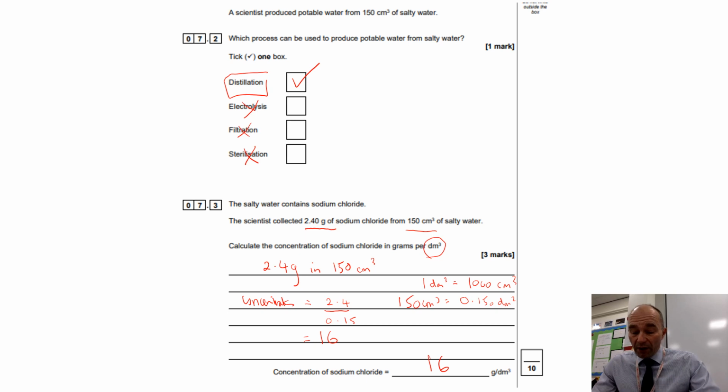Right, you're now at the end of the paper. That question was out of 10 marks. The whole paper is out of 70. Add up your score and well done if you got 70 out of 70.